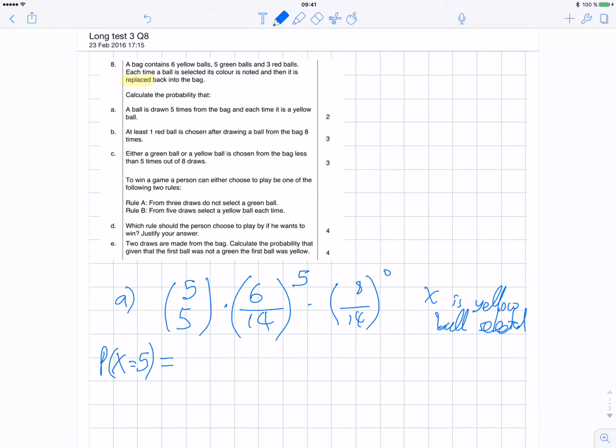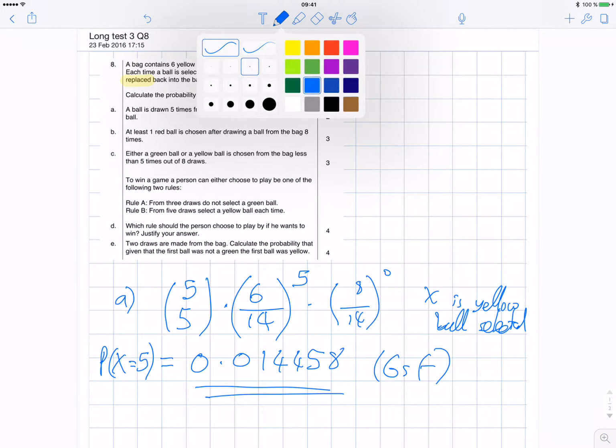And on the calculator, all I'm going to do is menu 5 5 D and put n to be 5, probability 6 out of 14, or you can simplify that down by dividing through by 2, so 3 over 7, and the x value is 5, and I get an answer of 0.0144582 and so on. That's worth 2 marks.